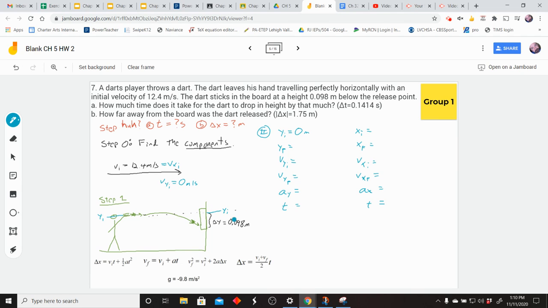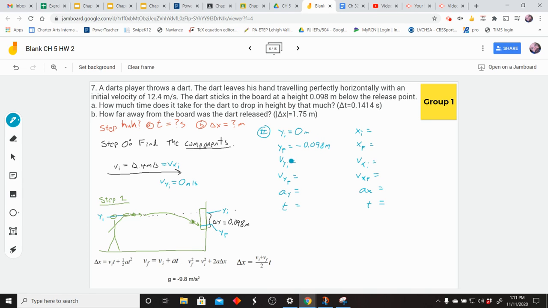Y final, it is the height that we end at. So it's this height here. And that is 0.098 meters below Y initial, which was 0. So this should be negative 0.098 meters. Very confusing stuff. But that's how it is. In this one, it's hard to get step 2 right if you don't have step 1 right. Step 1's a little bit confusing in this one.